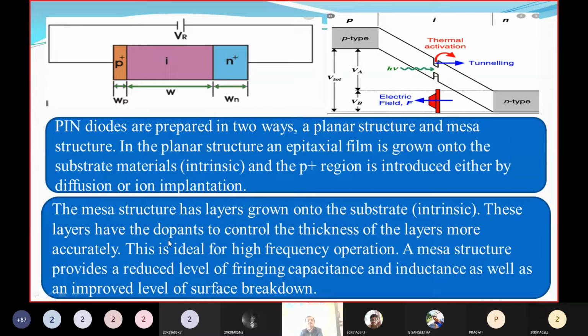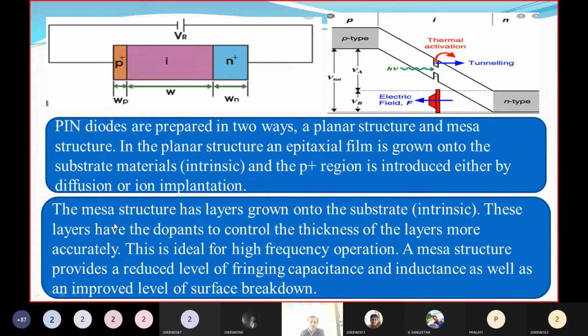The next one is the MESA structure, which is also a layer structure. If you take the same silicon substrate, that is the intrinsic substrate, then the N layer as well as the P layer will be deposited. MESA structure is a controlled process, so we can control the width of the layers. If you control the width of the layer, automatically the properties of the diode will change.